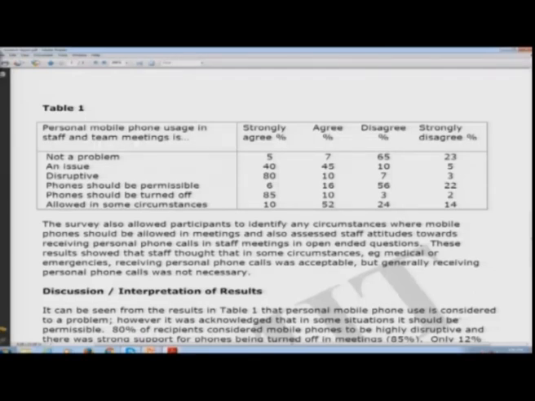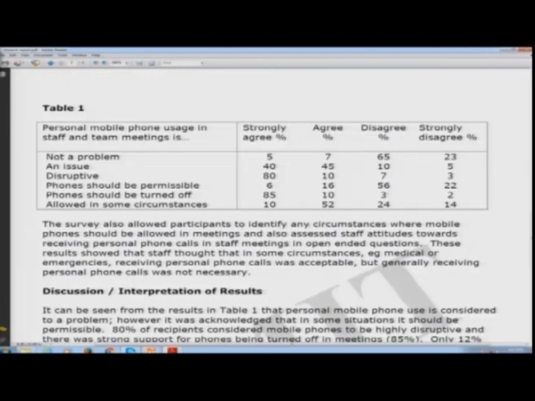Personal mobile phone usage in staff and team meetings is not a problem, an issue, disruptive, phones should be permissible, phones should be turned off, allowed in some circumstances. So, these were the questions, and people were asked to respond along these scales: strongly agree, agree, disagree, strongly disagree. So, not a problem: 5% said strongly agree, 7% agree, 65% disagreed, strongly disagreed 23%. The other points you can also see in the responses.